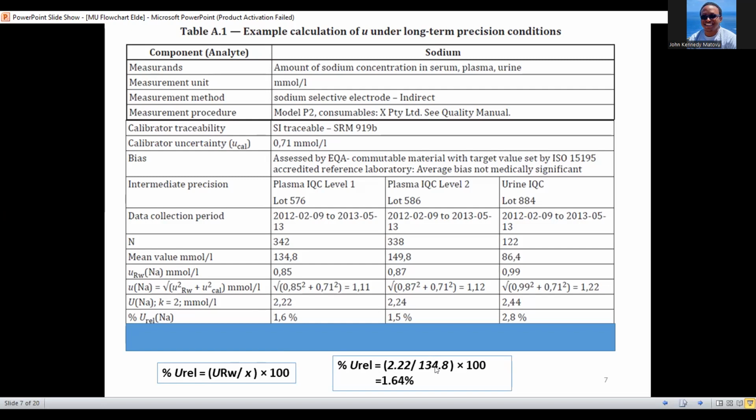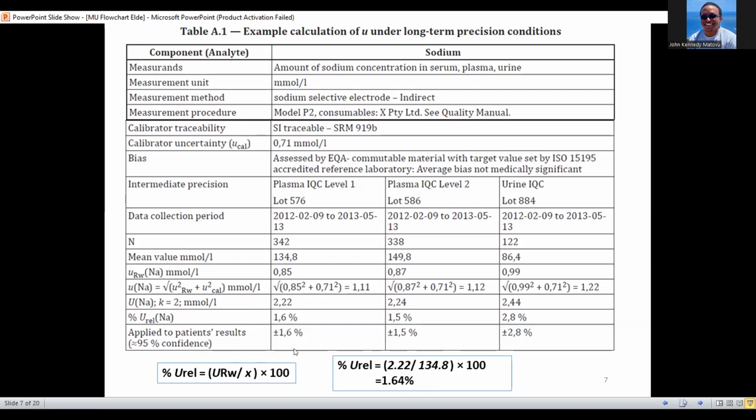That is this divided by the mean 134.8 times 100. That's 1.64. Okay, we round it off to 1.6. Therefore, when you apply this to the patient's result, 95% confidence. I hope it has cemented your understanding on how to obtain MU in medical or clinical laboratories.